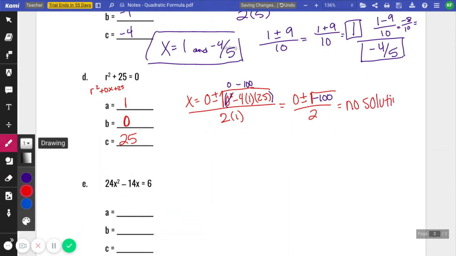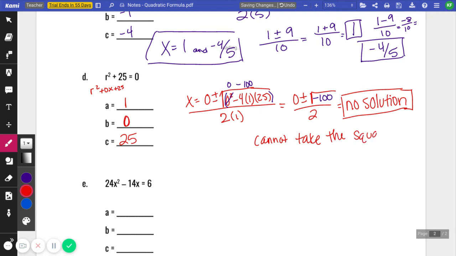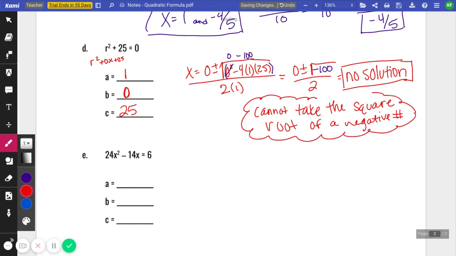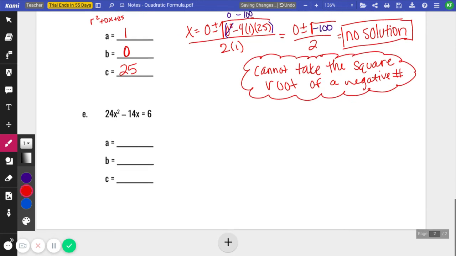Remember, that means there's no x-intercept. It does not cross the x-axis. The reason it's no solution is because we can't take the square root of a negative number. So since we ended up with negative 100 as our discriminant, a square root of a negative number, I can't talk and write at the same time. You know this about me. That means we stop right there and we just say there's no solution. So that's a possibility that you would get no solution there.